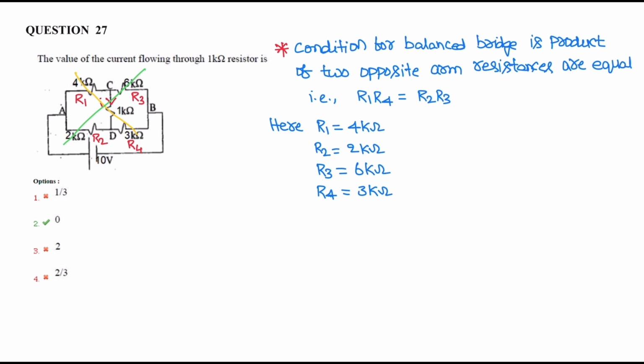Now 4 into 3 is 12, 6 into 2 is 12. That is, the bridge is balanced. So if the bridge is balanced, the current I flowing through the 1 kilo ohm resistor is 0. So the correct answer is option 2.